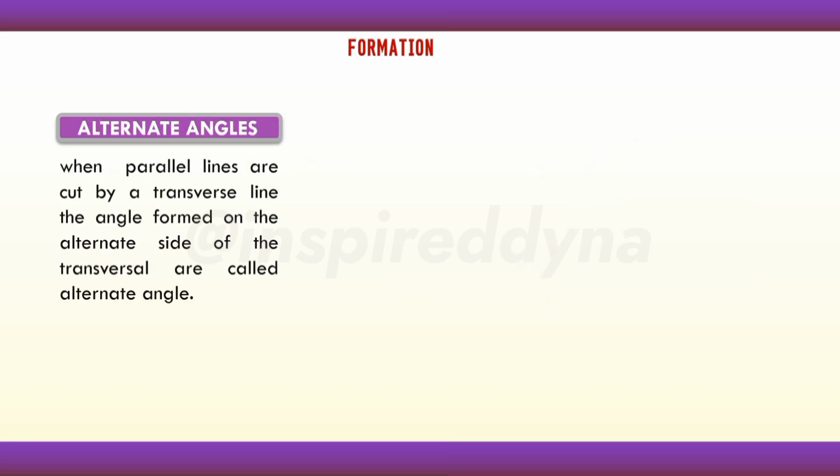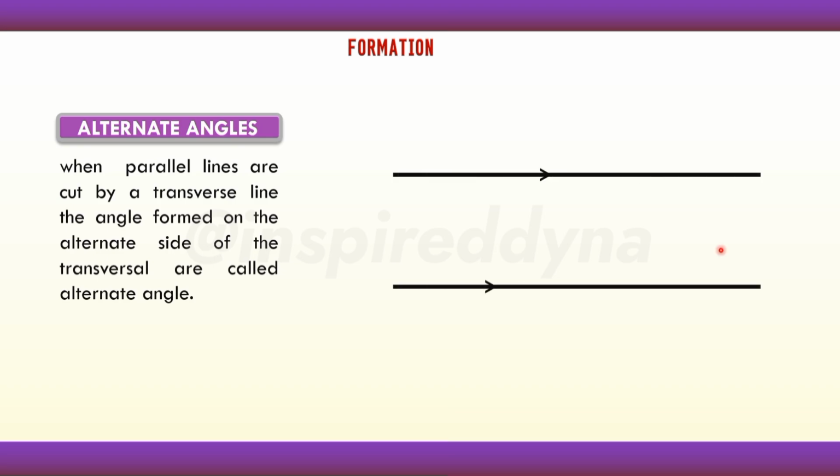We also have alternate angles. What is alternate angle? When parallel lines are cut by a transversal line, the angles formed on the alternate side of the transversal are called alternate angles. So let's have parallel lines and let's have a transversal line. It's going to form multiple angles as shown.